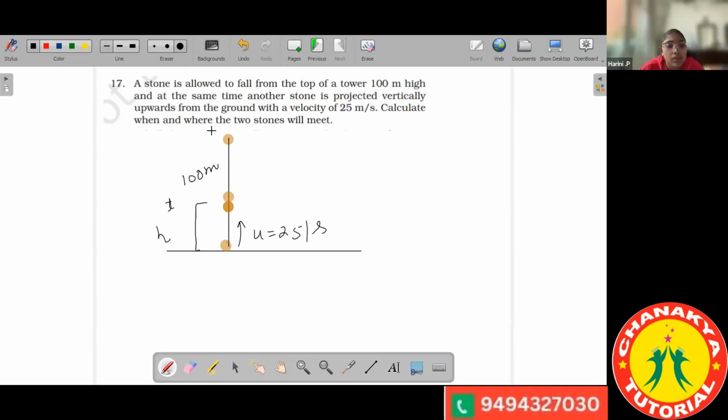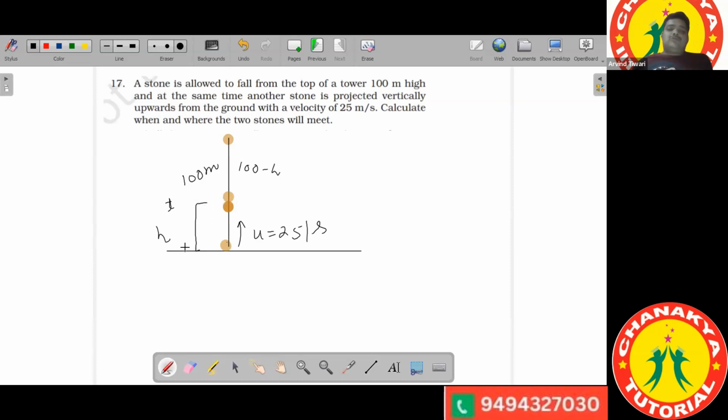Hundred meters. Not 100 meter. They both are meeting at a height h above the ground. Okay, then 100 minus h. So the top stone will travel a distance of 100 minus h, and the bottom stone will travel a distance of h. Okay. Now, what time?